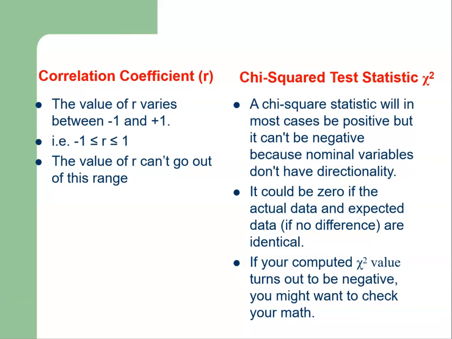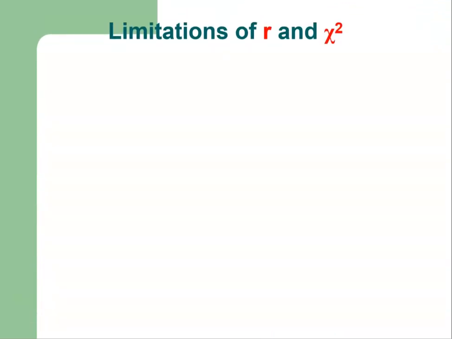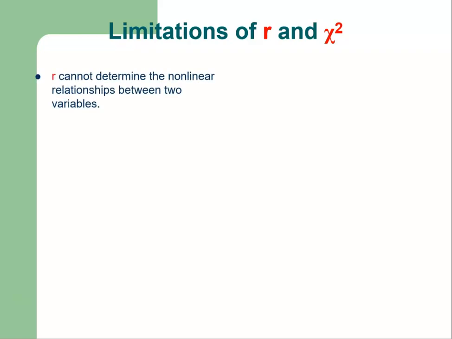So in most cases, the chi-square value will be positive, but the value of the correlation coefficient could be negative and it could be positive, but it will vary within this range of -1 and +1. It cannot go out of this range. There are certain limitations of the coefficient of correlation and chi-square.